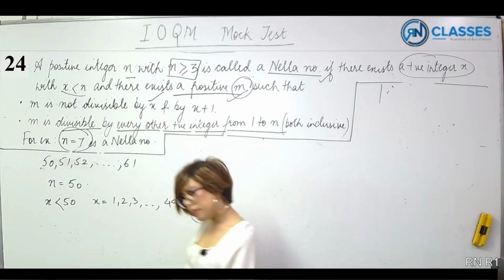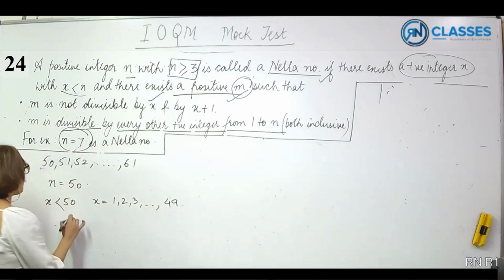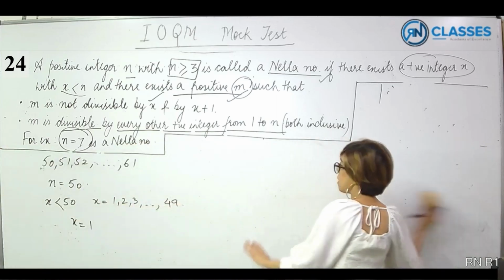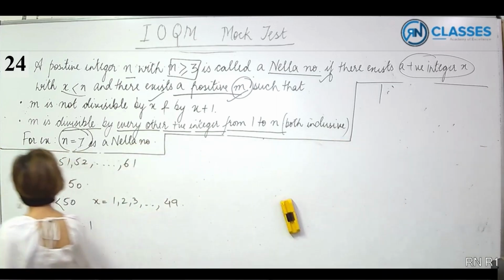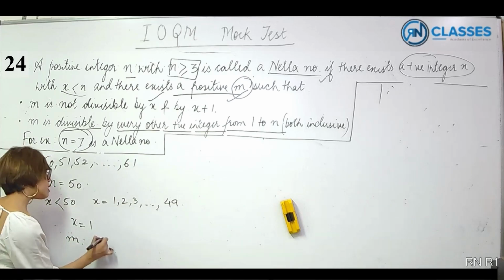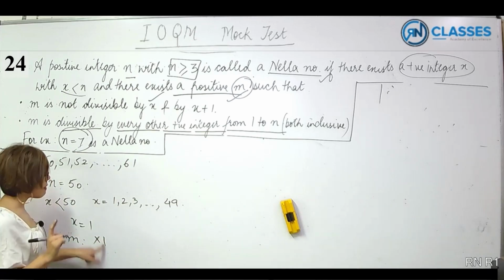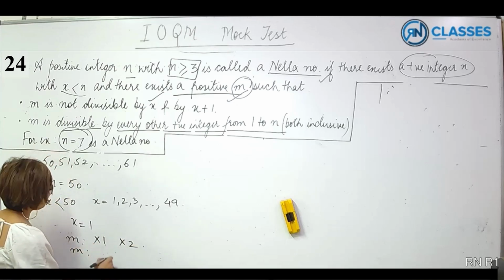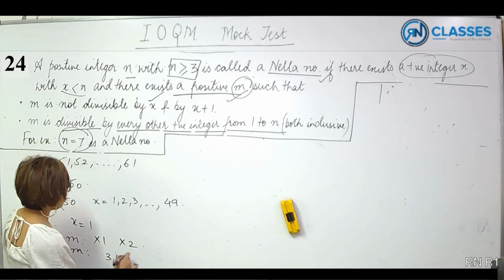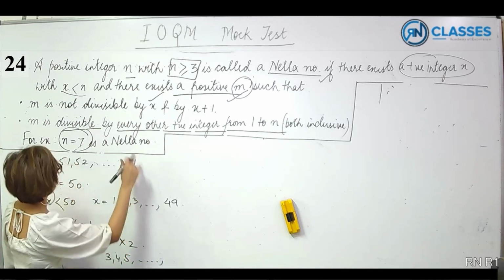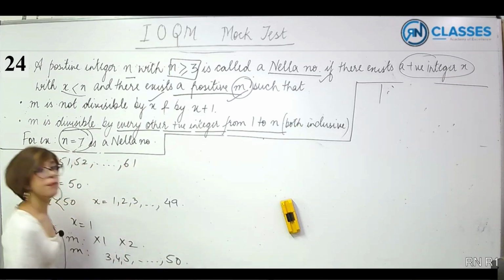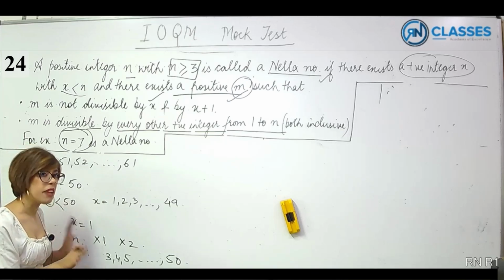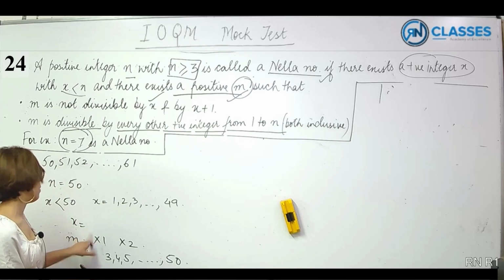Now the thing is, I have too many options for x. Let me start with the first one, x equal to 1. It's a very obvious thing. Let me see whether I can find m or not. Now I want an m which is not divisible by 1 and not divisible by 2. But it should be divisible by 3, 4, 5, 6, and so on till 50. Now any number which is divisible by 3 would be divisible by 1, right? So obviously x equal to 1 is not possible.